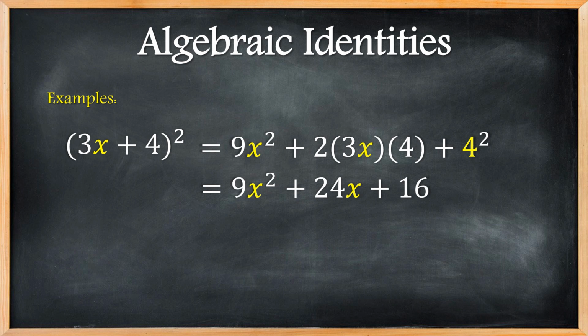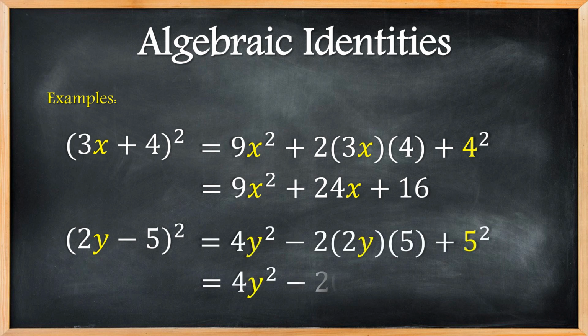Second example. Now, we take the expression 2y minus 5 squared. Using the identity for the square of a difference, we expand it as follows. 2y squared gives us 4y squared. Then 2 times 2y times negative 5 results in negative 20y. Finally, negative 5 squared gives us 25. So the expanded form is 4y squared minus 20y plus 25.